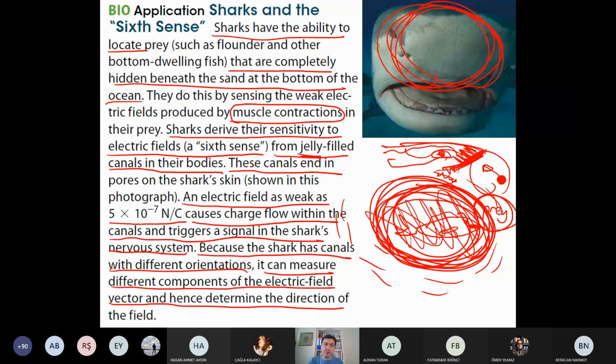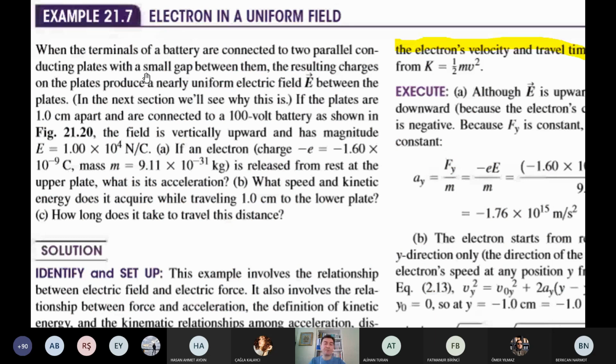Let me continue. Example 21.7 from the book: an electron in a uniform field. First of all, let me read the question and then let's continue. Within this example, you will also use your information from Physics 1. In Physics 1, we have learned constant acceleration and Newton's laws of motion. So within this example, you can apply electric field, electricity, and Newton's laws in a single example. You will use your old information, so it is very easy to understand, just concentrate.